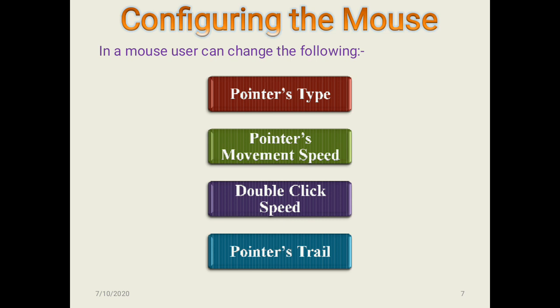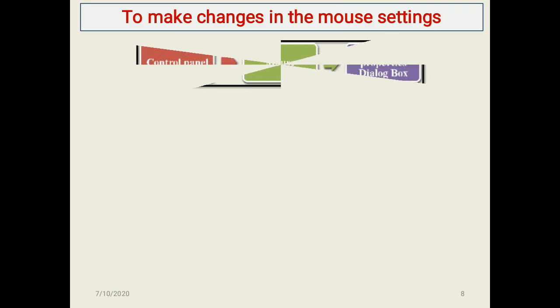Next, pointer movement speed. It is the speed by which the mouse pointer moves on the screen. Next, double click speed means how quickly you are pressing the mouse button twice. The higher the double click speed, the faster you have to press the mouse button. Next, pointer trails are animated trails behind the mouse pointer, which make it easier to see it on screen while it is in motion.